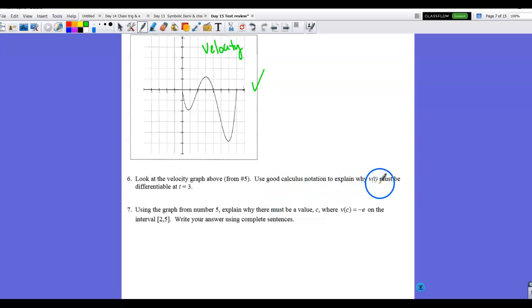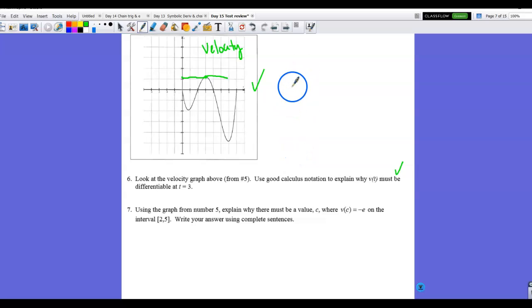Use good calculus notation to explain why v of t must be differentiable at t equals 3. So here's 1, 2, 3. Now we look right here. We know the derivative is 0, because the slope of the tangent line, so here's my tangent line, is 0. So there is a derivative.